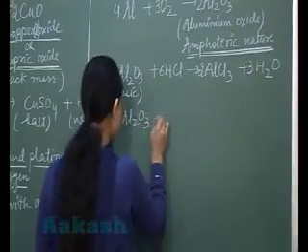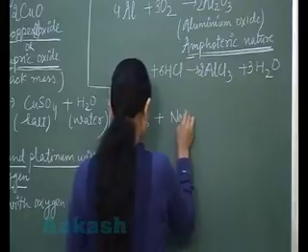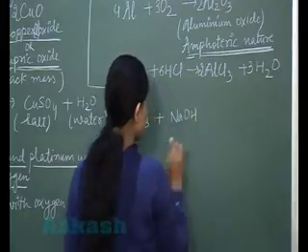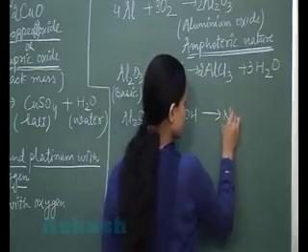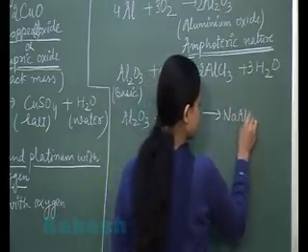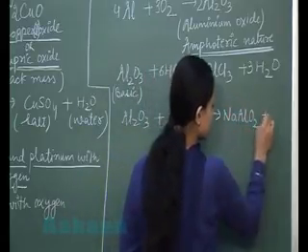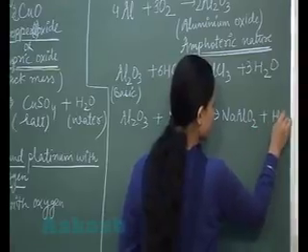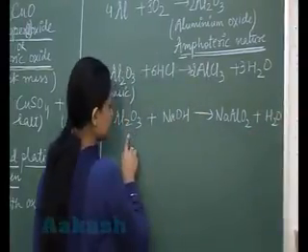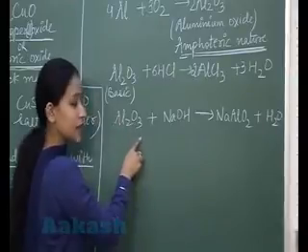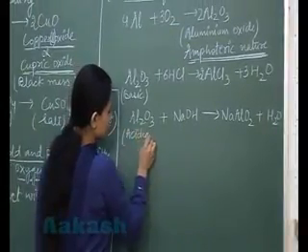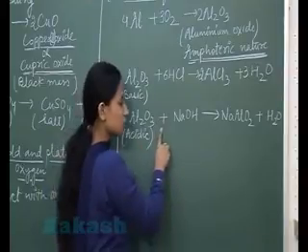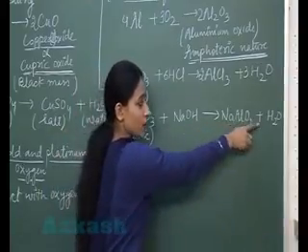Aluminium oxide reacts with base to give us a salt, which is sodium aluminate, plus water is formed. Now students, in this case aluminium oxide is acting as acid, or it is showing its acidic nature, because it is reacting with base to give us salt and water.